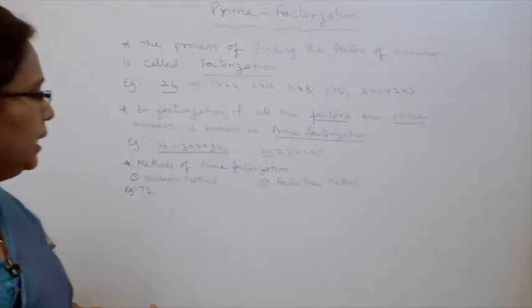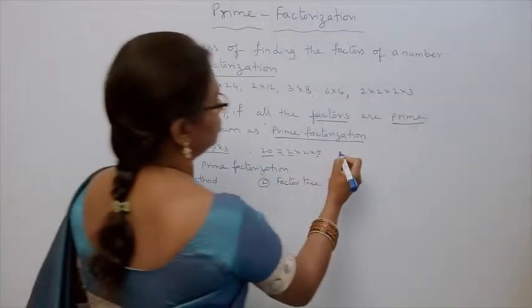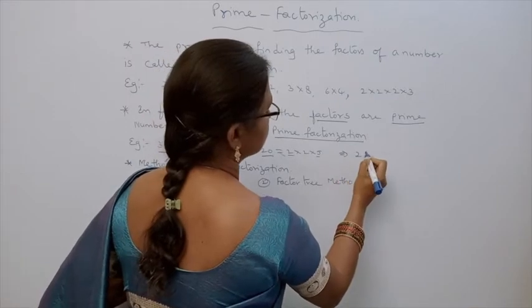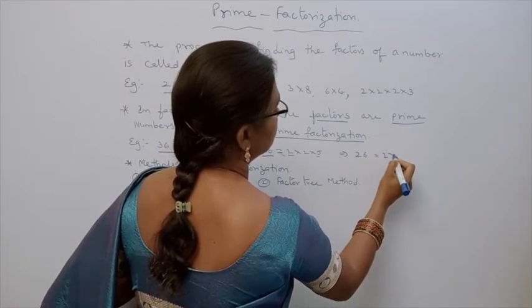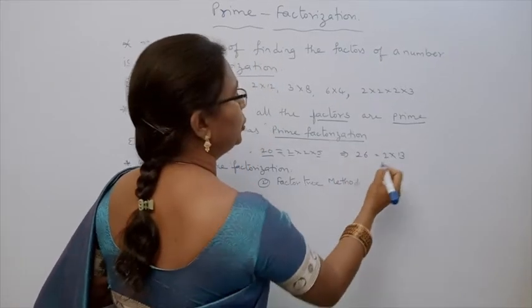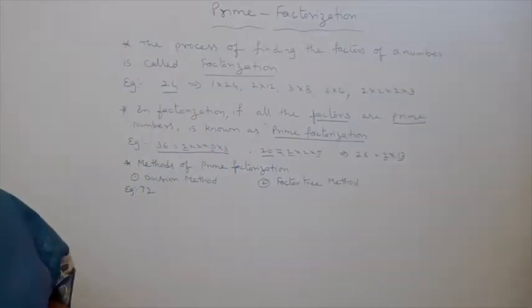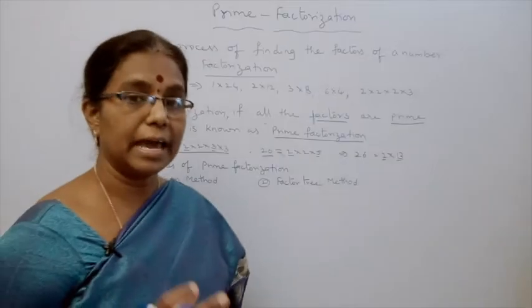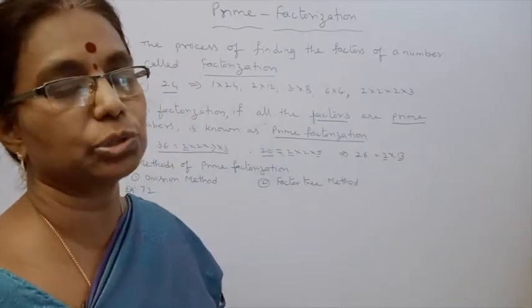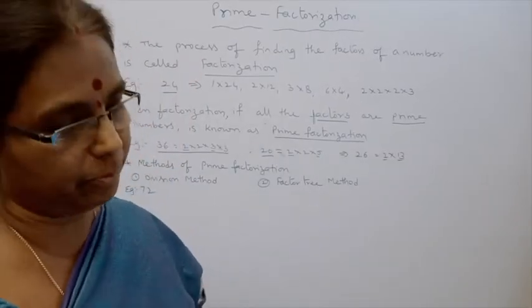Suppose 26: 2 into 13. 2 is a prime number, 13 is a prime number. Like that, any number if you write as a product of primes, that is called prime factorization.